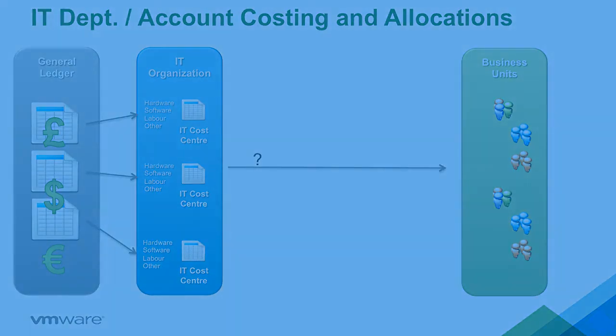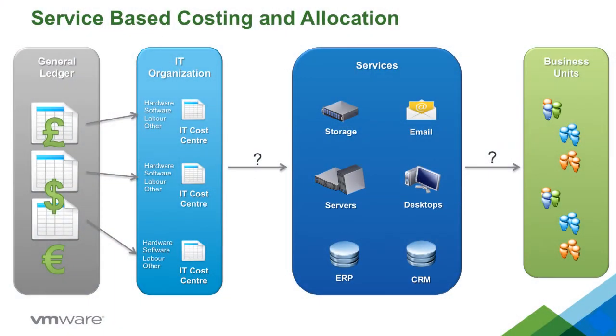The missing link between IT cost accounts and business units are the services that each cost center provides to the BU. However, we still need a way to allocate costs from the IT cost accounts to services, and from the services to the business units, and there doesn't seem to be a direct link that connects all the pieces.